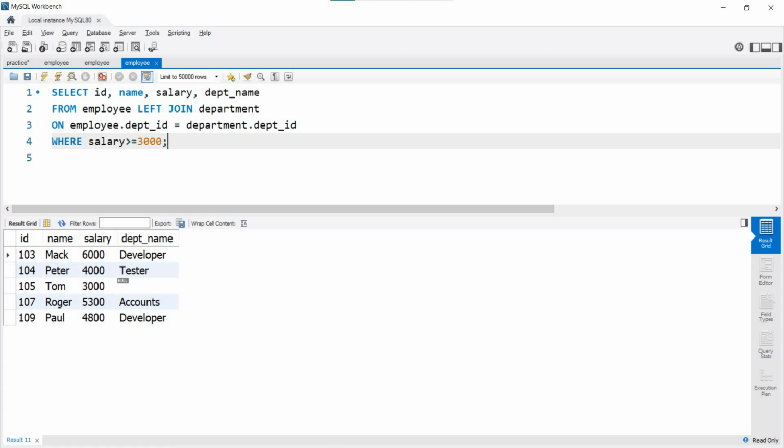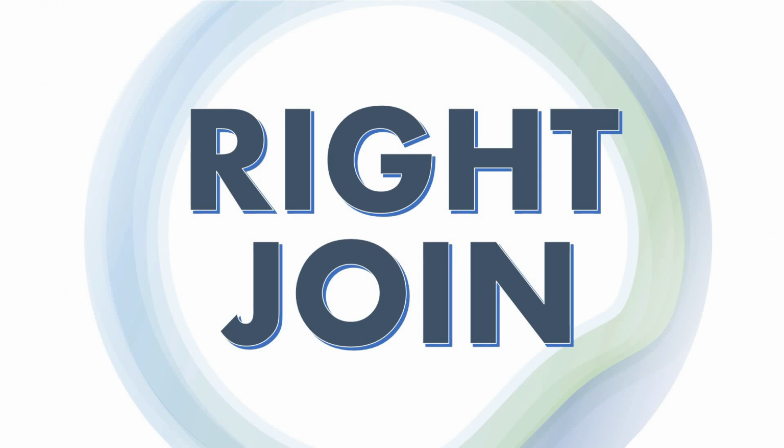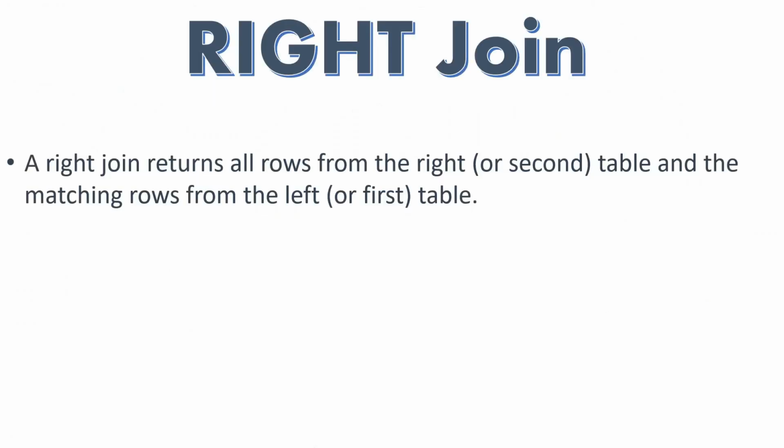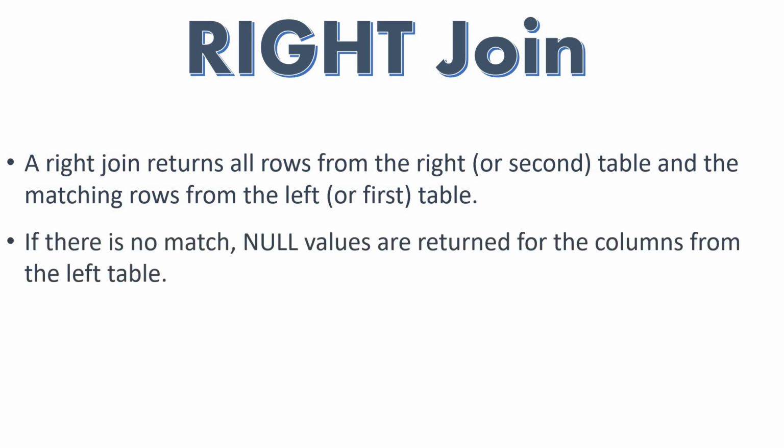So guys, this is how you can use left join. Now after the left join, let's discuss the right join. When we join tables using right join, it will return all the rows from the right table and only the matching rows from the left table. And if there are no matching rows in the left table, then it will return null in the output for the columns from the left table.